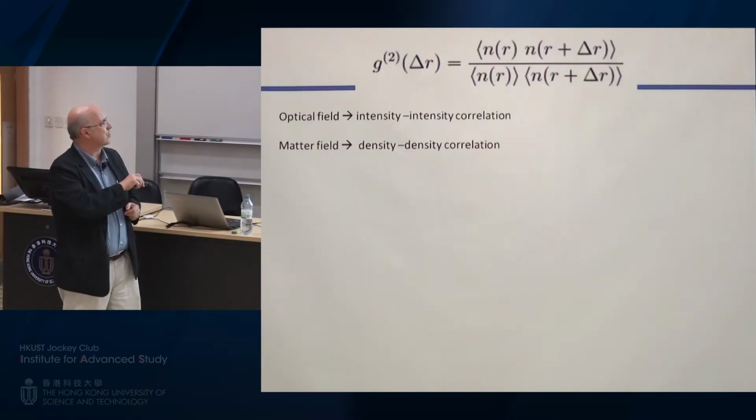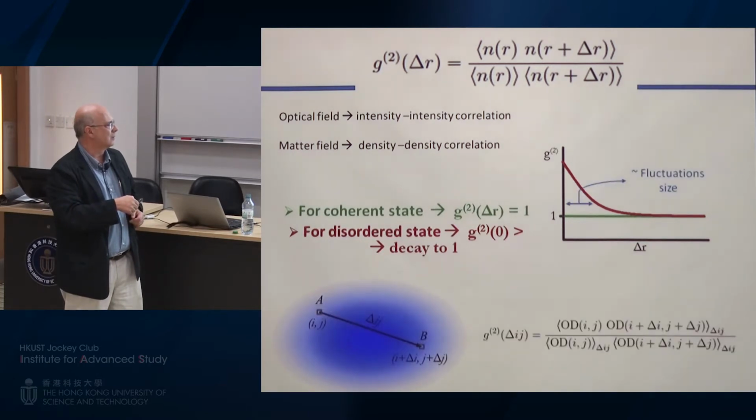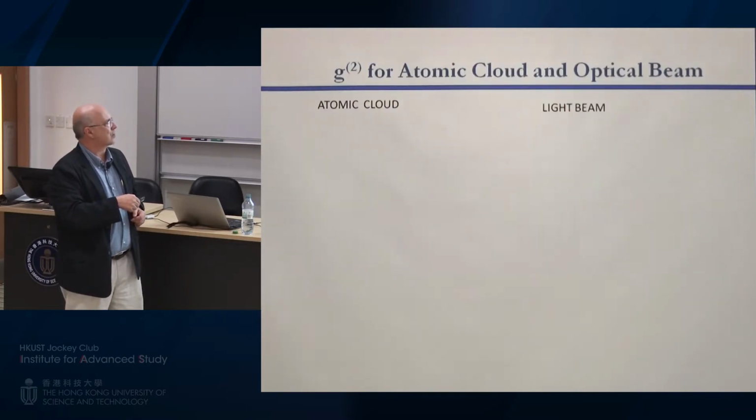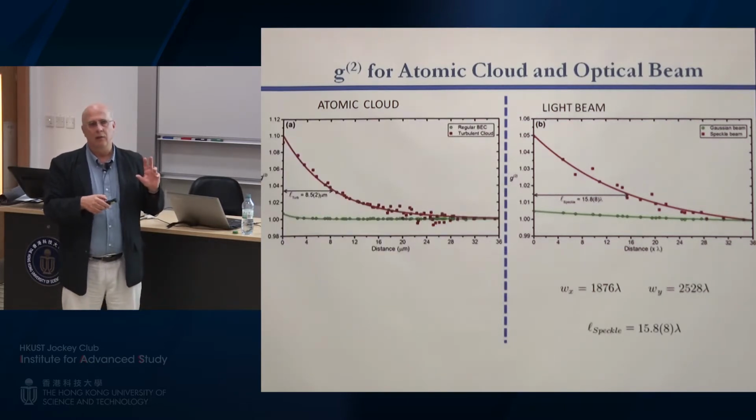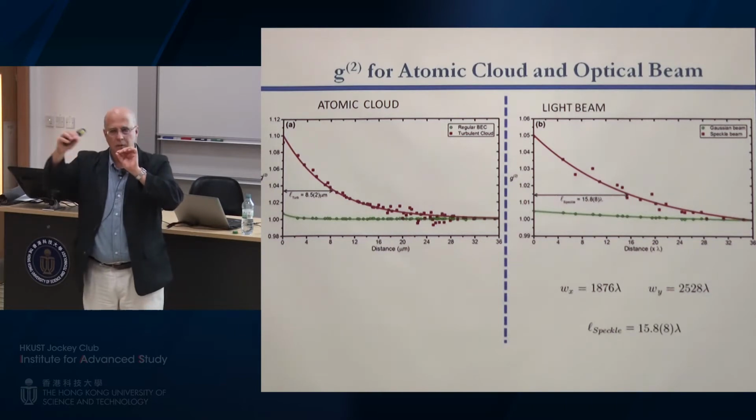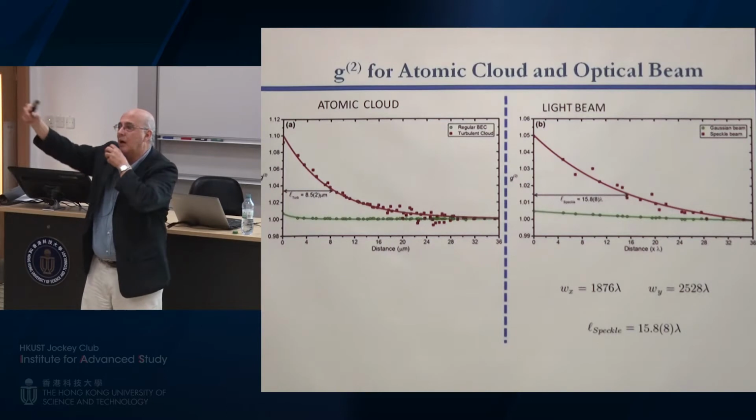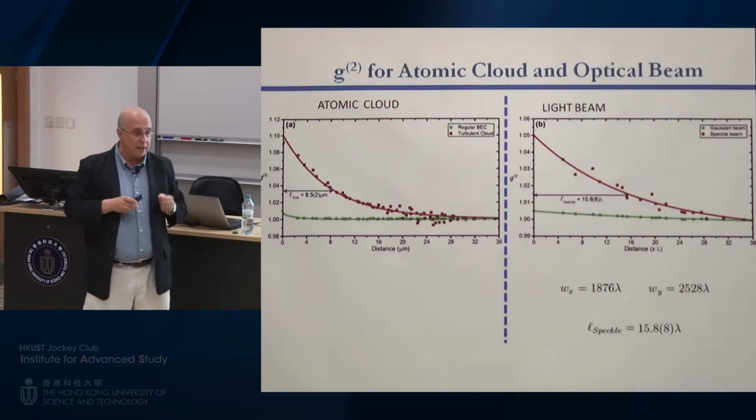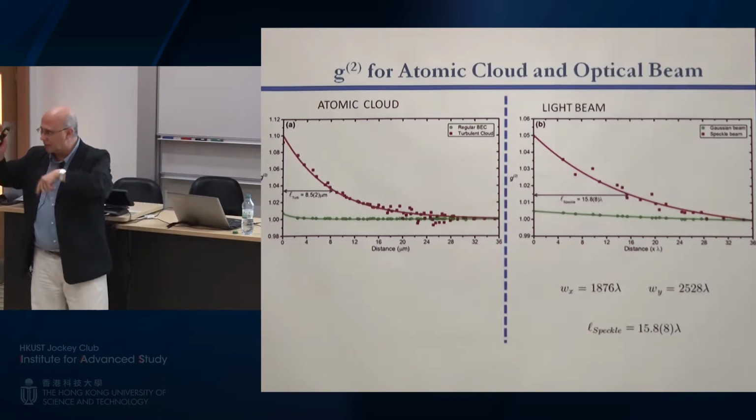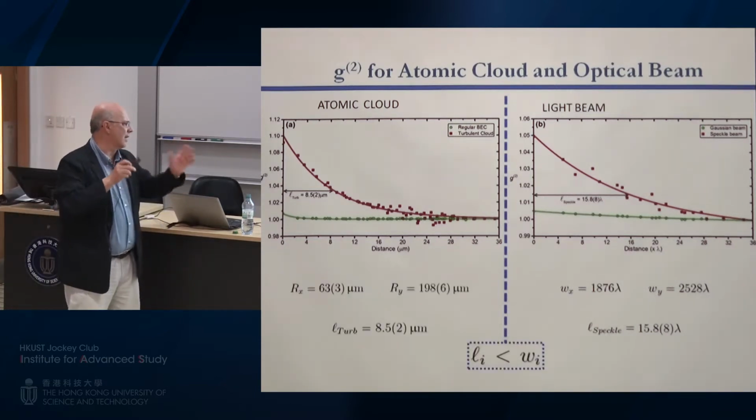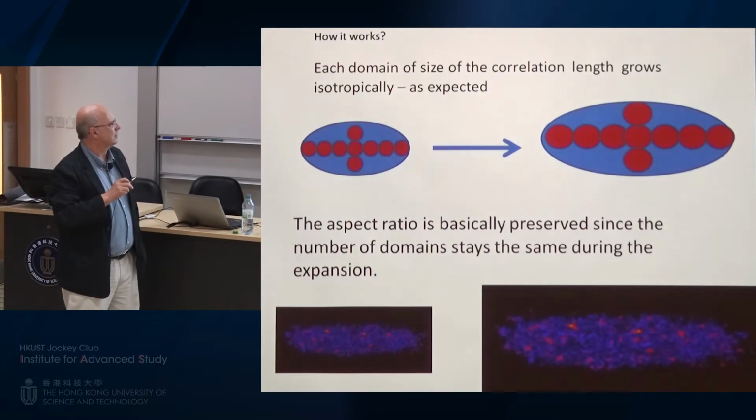We measure correlation to prove that; there is a paper coming out, I hope soon. We measure correlation to show that they are completely equivalent. Correlation is, you measure the density here and see how they are correlated. This is called density-density correlation. Of course, for the light field, we call it intensity-intensity correlation. And they are fully equivalent. We can prove that.